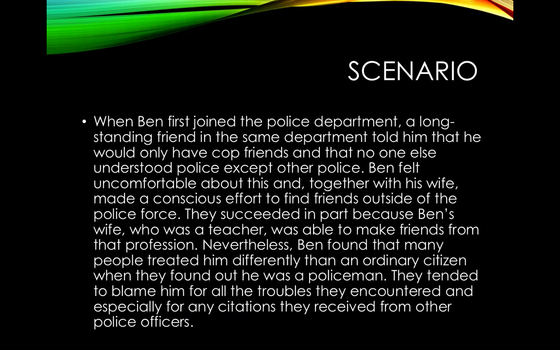Okay, so Ben joins the police department, and a long-standing friend in the same department tells him, hey, guess what? Now you're only going to have cop friends. No one understands police except police. Ben felt uncomfortable about this and together with his wife made a conscious effort to find friends outside the police force. They succeeded in part because Ben's wife is a teacher and they can make friends there. But Ben found that people did treat him differently when they found out he was a police officer. And they tended to blame him for all the troubles they encountered, and especially for citations they received.